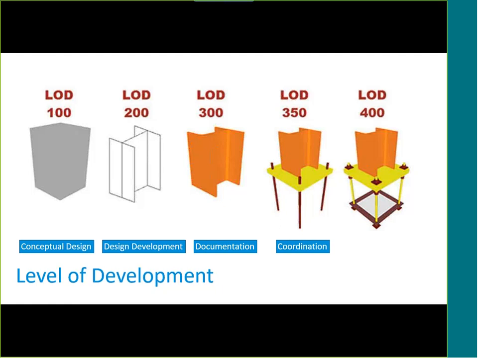LOD 350 is considered coordination. And so at this level of development, more member connections are specified, including typical connections for base plates, gusset plates, anchor rods, and such. You'll have some miscellaneous steel members, as well as reinforcement items such as stiffeners and sleeve penetrations. LOD 400 is your construction fabrication level, and the model's ready for detailing, fabrication, and installation.